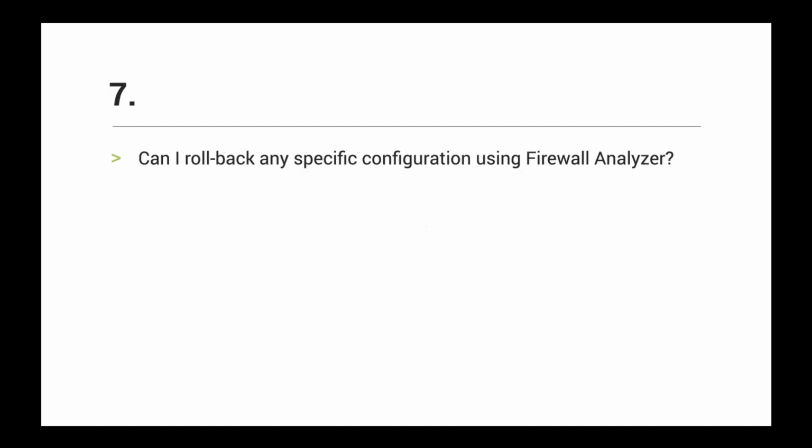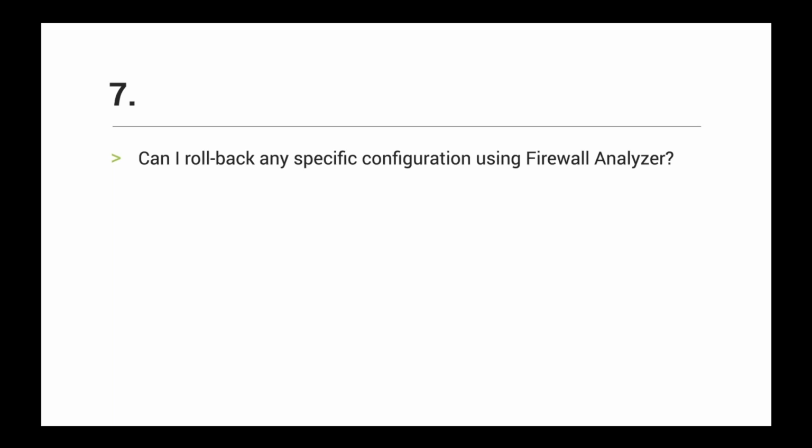Question 7. Can I roll back any specific configuration using Firewall Analyzer? Imagine a situation where someone has done damage to the configuration, which has created a high risk impact on the network. So the next step, what you want to do is roll back to the previous known good configuration of the firewall. So the firewall will be back and the situation will be handled.